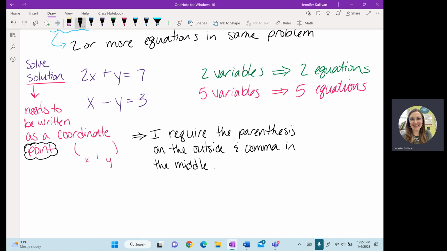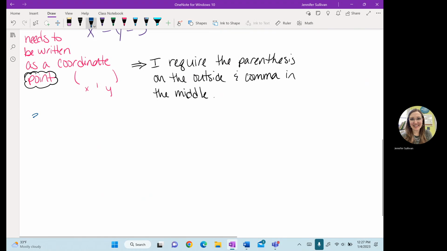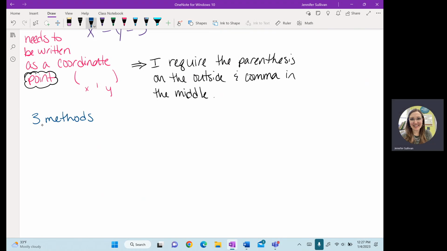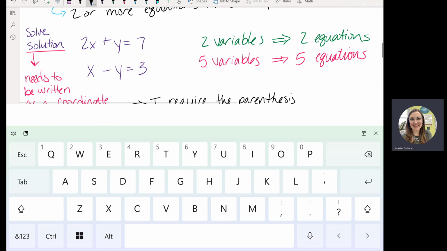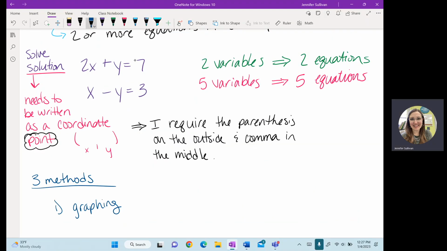When we are solving systems of equations, there are going to be three methods that I teach you. We're only going to do one of them today. And so our first method is to solve by graphing. That's the other part of the title of the section. Solve, so my answer is a point, a system, more than one equation in the same problem, by graphing. So we are going to be graphing.